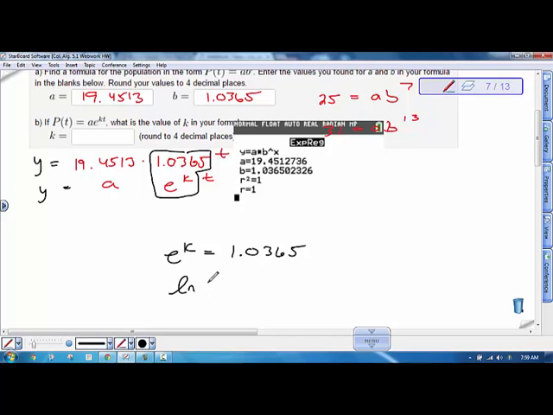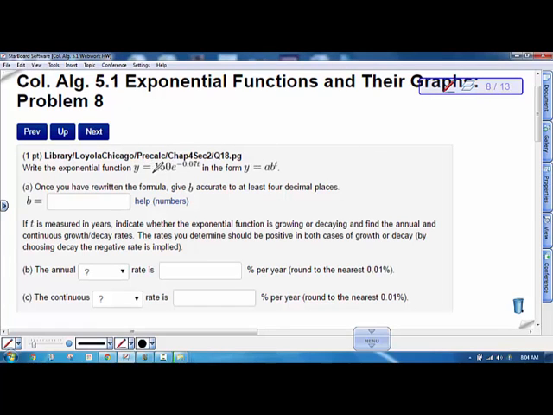But natural log base e of 1.0365 gives you k. That's going from exponential form to log form, which we'll talk more about. But that's my answer for k right there. I can do it in the calculator and round it to 4 decimal places. All right, next problem is the same thing.